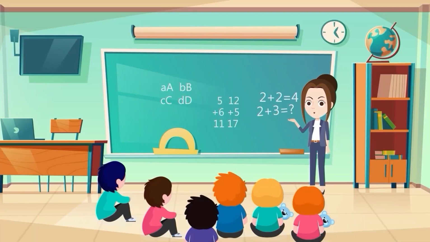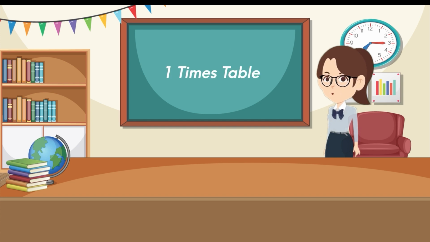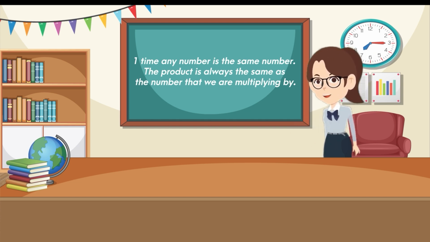Let's study the multiplication table from 1 to 5. 1 times table. 1 time any number is the same number. The product is always the same as the number that we are multiplying by.